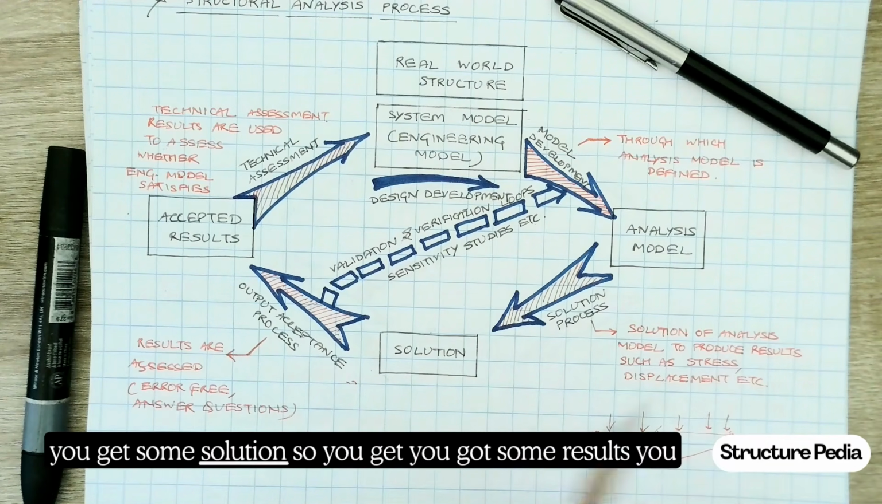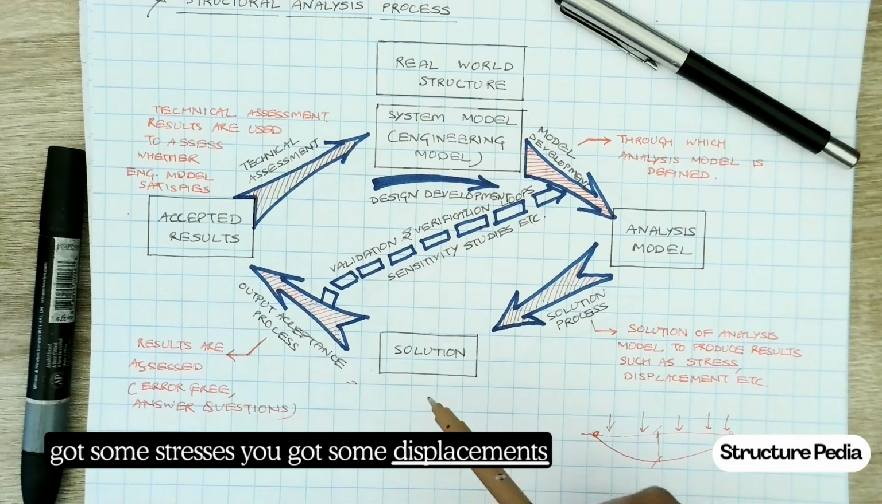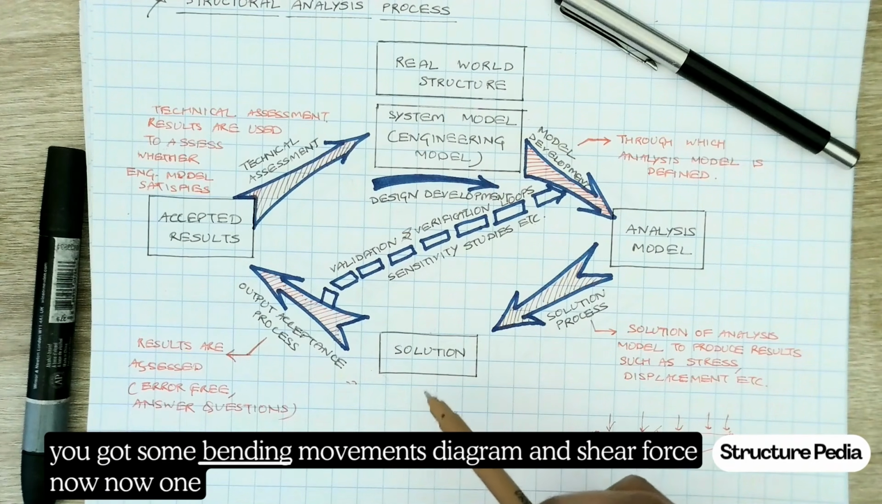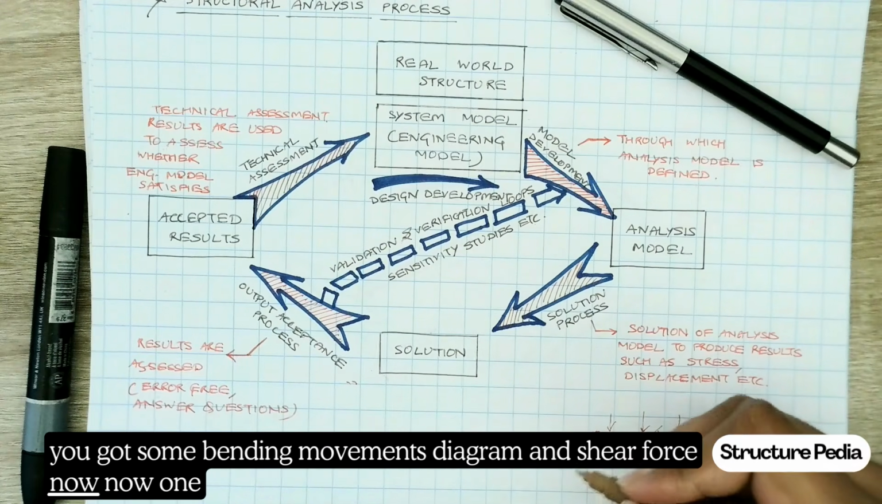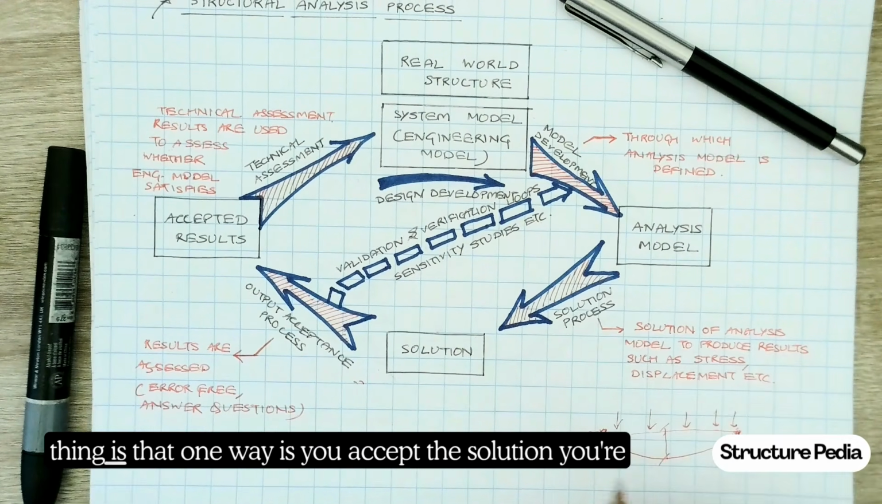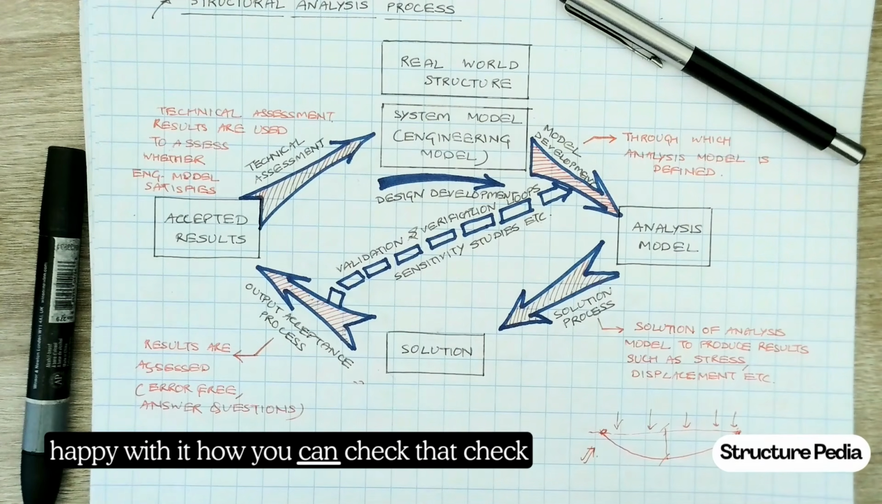Now you get some solution. So you got some results, you got some stresses, you got some displacements, you got some bending moments diagram and shear force. Now one thing is that one way is you accept the solution, you're happy with it. How you can check that? By using this sensitivity check.